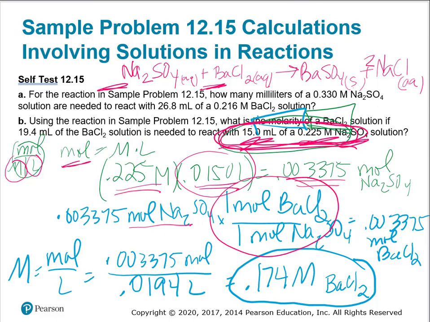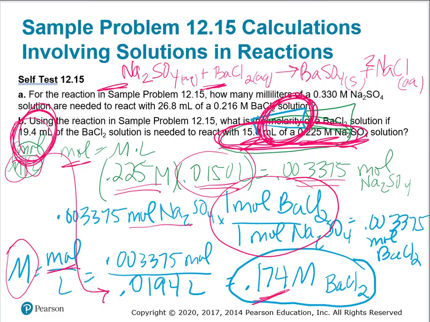So I got the same number of moles of barium chloride. The question wants to know, what is the molarity? And molarity is moles divided by liters. So I took that moles and I took the milliliters and put it into liters, and then I got the answer with 3 significant figures, 0.174 molarity, or the concentration of barium chloride.